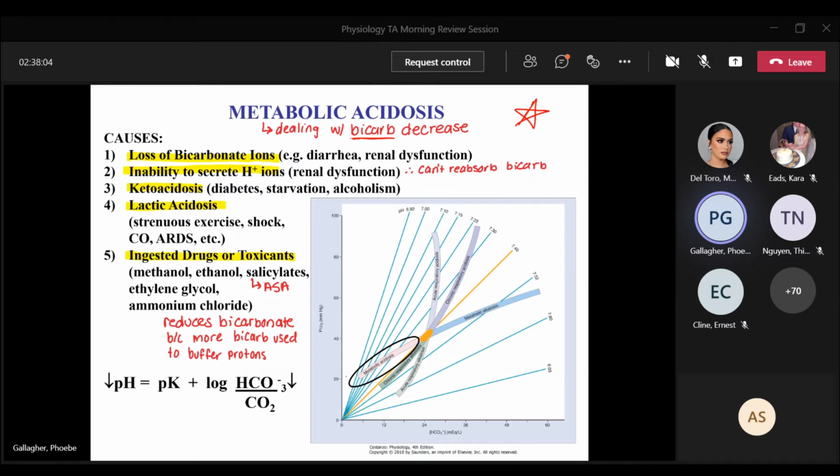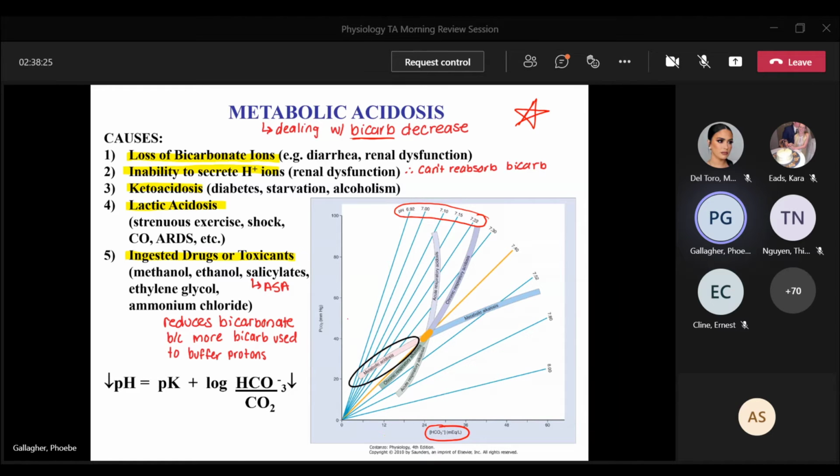So a metabolic acidosis is going to obviously lead to a drop in your pH. So it's going to be one of these values. It overlaps with one of those values. And you'll also see a drop in bicarbonate because it's metabolic acidosis. So you expect there to be a decrease in bicarbonate.